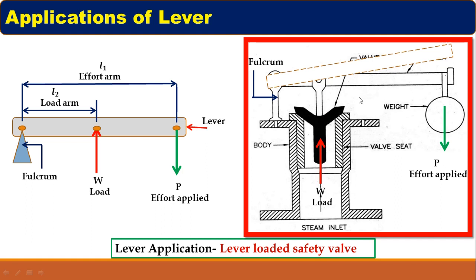Once the steam has escaped from the boiler, pressure drops down, and further the valve will come back downward to its original position under the load applied at the end. So this is the principal working of this lever loaded safety valve.